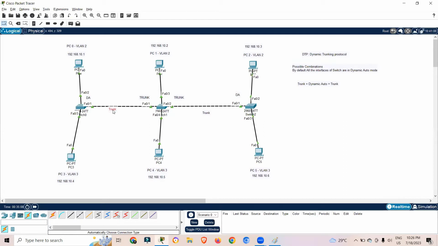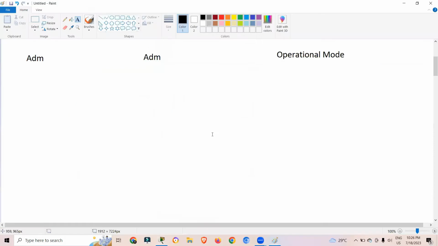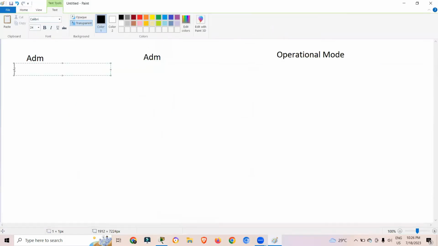We can see this is trunk and this is also a trunk port. Why is this trunk? Because this is the possible combination of these two: dynamic auto plus trunk is equal to a trunk port. That is why both of these links are trunk links.